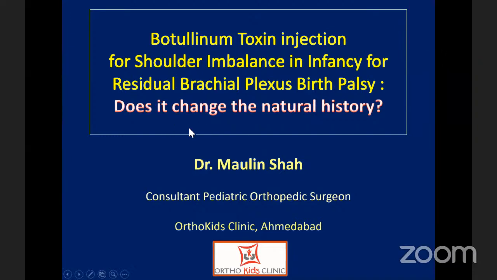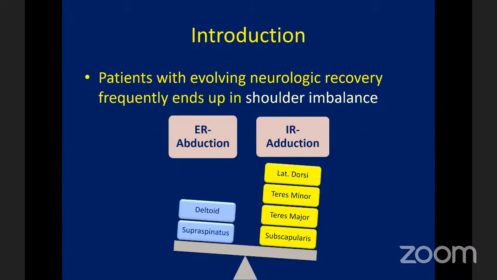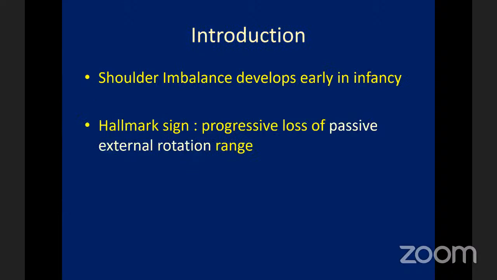Hello, everyone. My topic is use of botulinum toxin injection for shoulder imbalance in infancy for brachial plexus birth palsy. Firstly, we know patients with evolving neurological recovery end up in shoulder imbalance because internal rotators are more recruited than the external rotators. So they develop internal rotation contracture. Shoulder imbalance develops early in infancy. That's the cause of internal rotation contracture. There is loss of passive external rotation range.